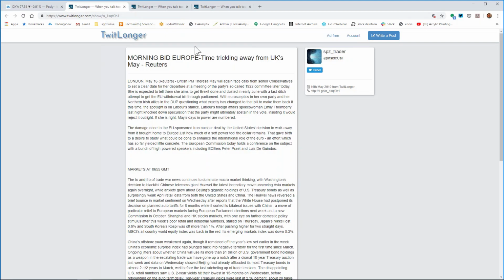So let's see what we have on tap. Time trickling away for UK's May. PM will again face calls from senior Conservatives to set a clear date for a departure at a meeting of the party's so-called 1922 Committee later today. She's expected to tell them she aims to get Brexit done and dusted in early June, with a last-ditch attempt to get the EU withdrawal bill through Parliament, with Eurosceptics in her own party and her Northern Irish allies in the DUP questioning what exactly has changed in that bill to make them back it at this time.